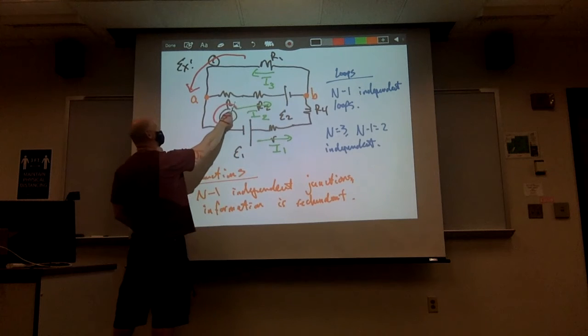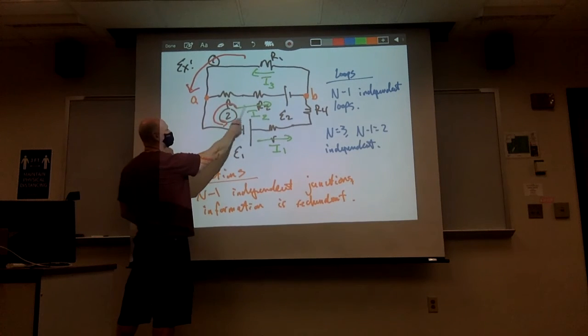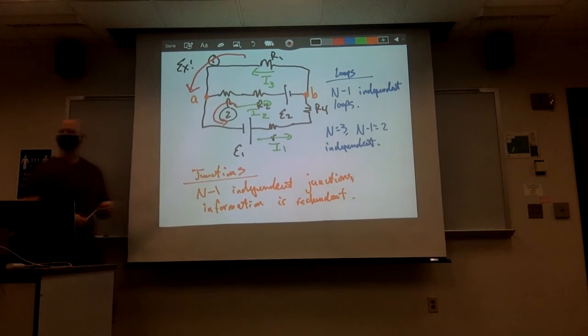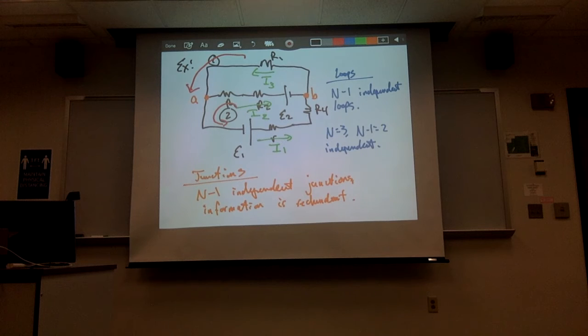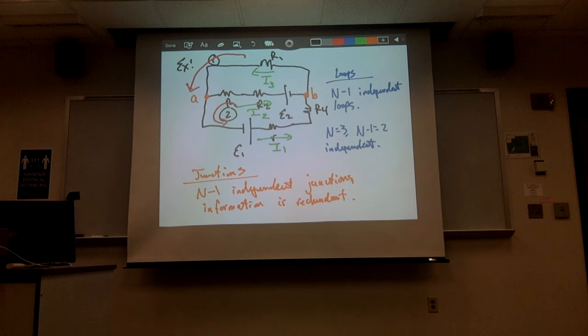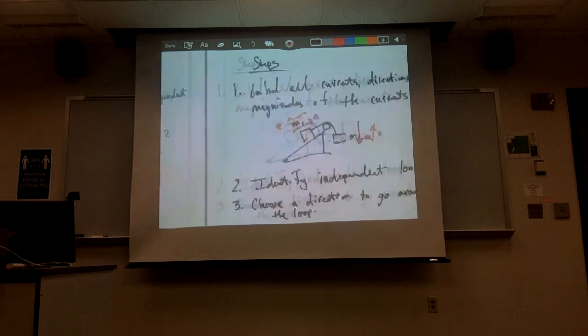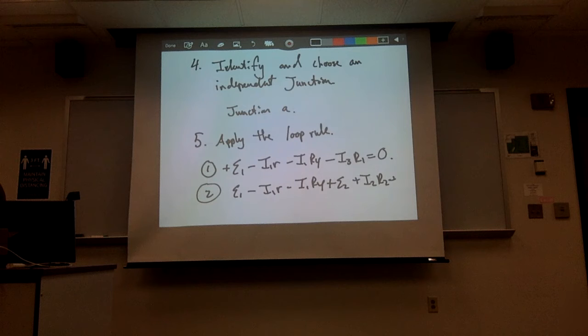Finally, I'm going to keep going. I'm going to go through R1, which has I2 running through it. But again, I'm going in the opposite direction as the current. So is that going to be positive or negative? Positive again. So then I get a plus I2 R1. And now I'm back to the junction. So all that then has to be equal to 0.